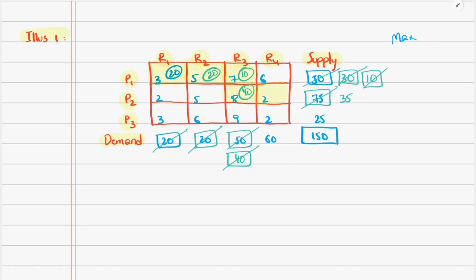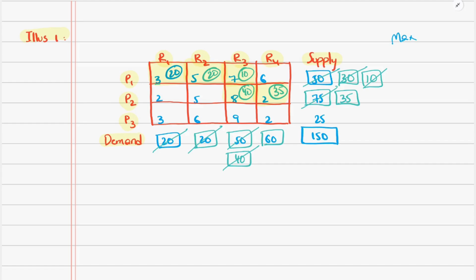Now I will select this cell. Now I have selected the cell. What I will do, I will allocate as much as possible there. For this, I'll see the corresponding demand. I'll see the corresponding supply. What is the corresponding demand? It is 60. The corresponding supply is 35. What is the minimum of both of them? 35, of course. So I'll allocate 35 units.